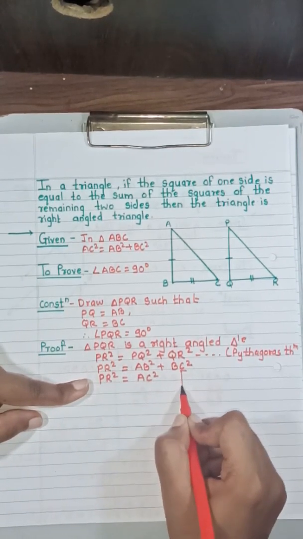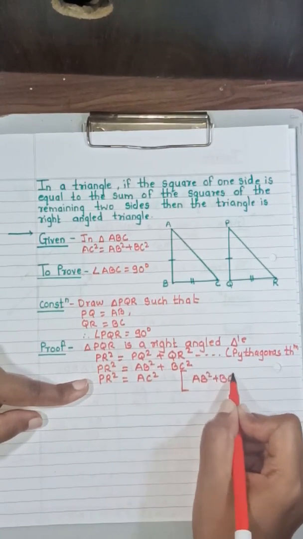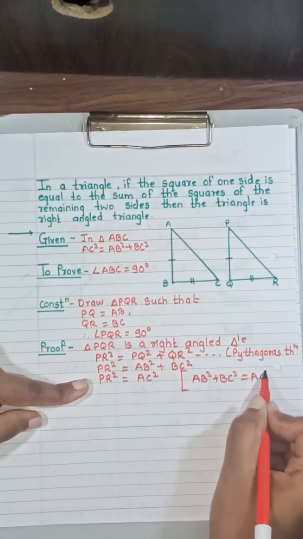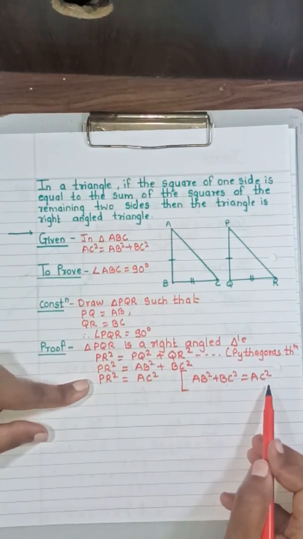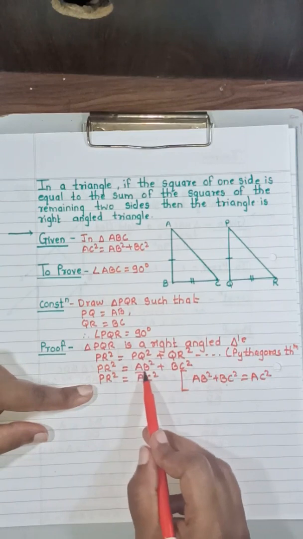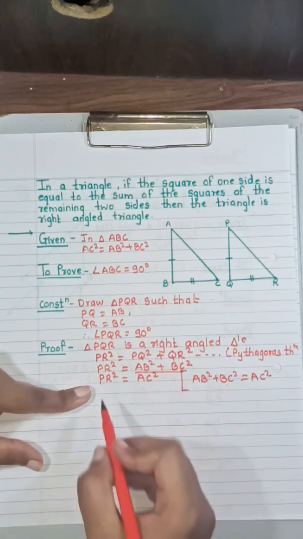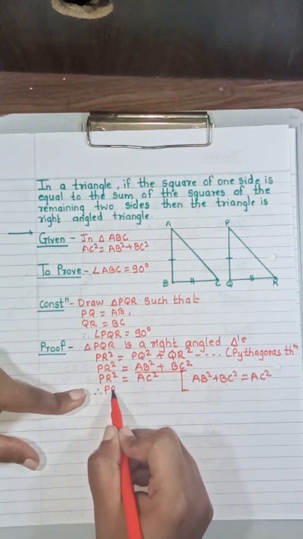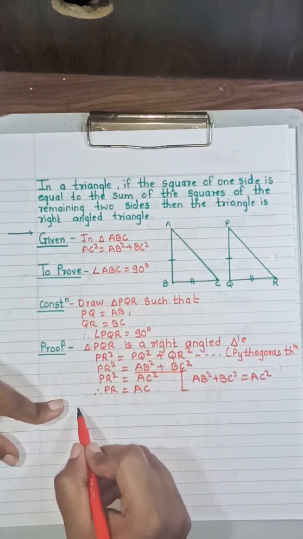How? You very well know that AB square plus BC square is equal to AC square. So in place of AB square plus BC square we have directly written AC square. Therefore PR is equal to AC.